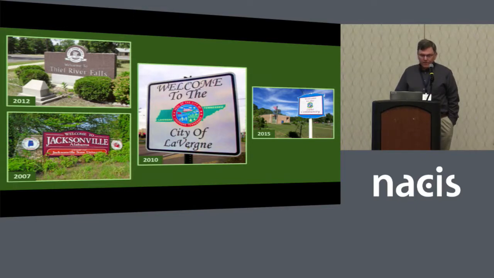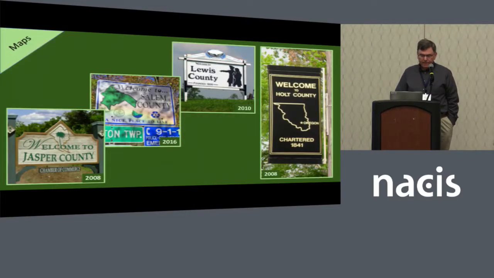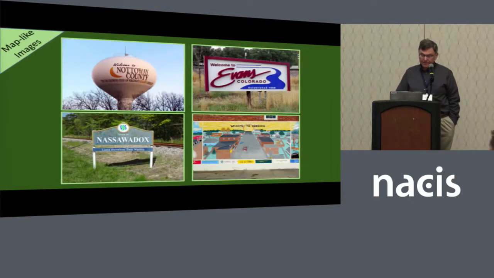So look carefully. So once again, maps, some additional county maps here. Jasper County, Salem County, Lewis County. You have to look carefully to see the map of Lewis County lurking behind the letters there, and then Holt County on the pole banner. But don't forget the map-like images.